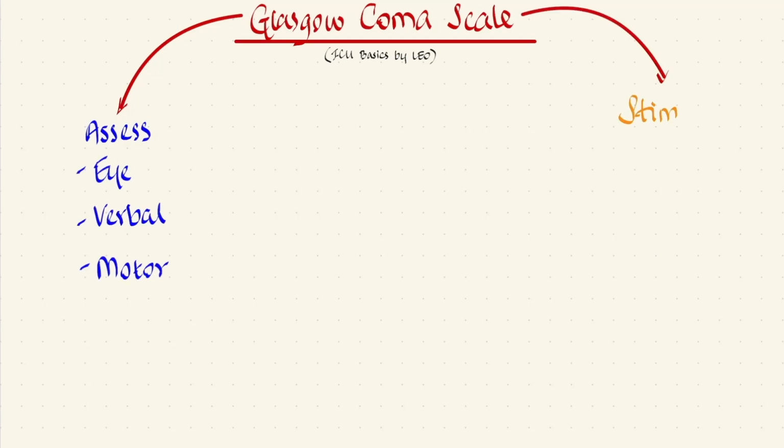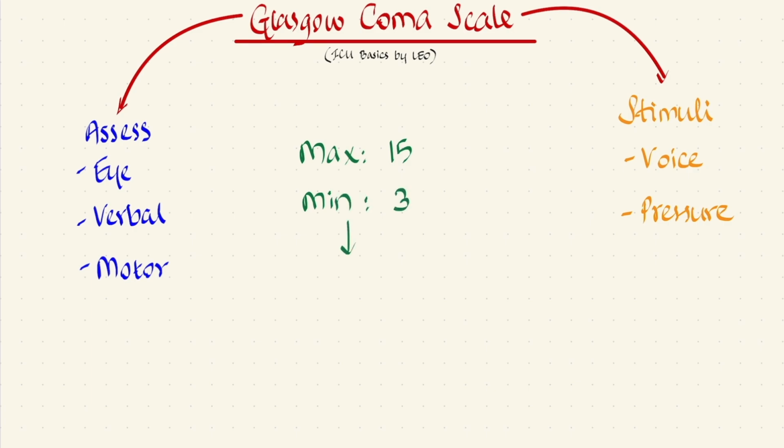The Glasgow Coma Scale, GCS, was developed by two neurosurgeons from Glasgow, and it remains the most widely used coma assessment scale. It is used to assess the level of consciousness in patients by assessing the eye, verbal, and motor response to verbal commands or pressure stimuli. The maximum score is 15, and the minimum score is 3.